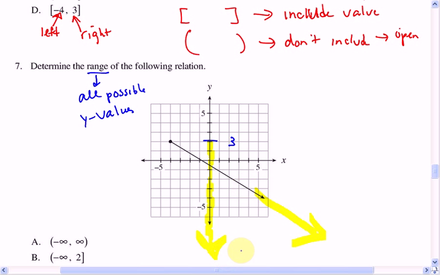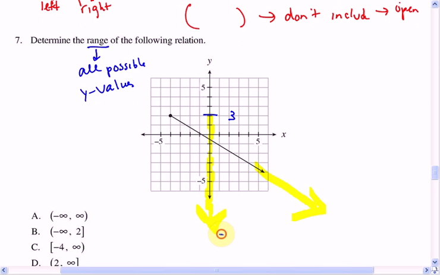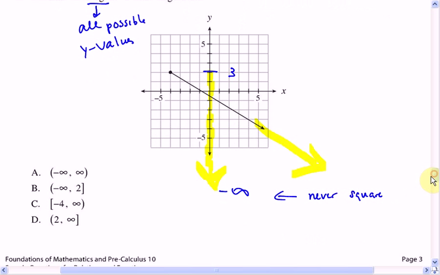The lowest value, well, it goes on forever and ever and ever. So that's what we call negative infinity. By the way, negative infinity is never a square bracket because we really can't bound negative infinity. It just goes on forever and ever and ever. So that's why you always have to use a curvy bracket.